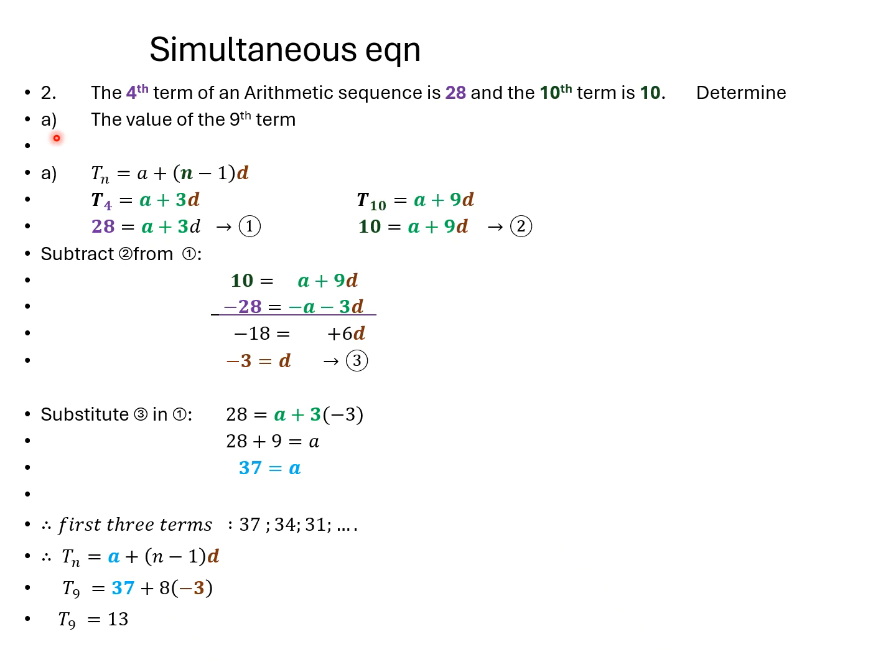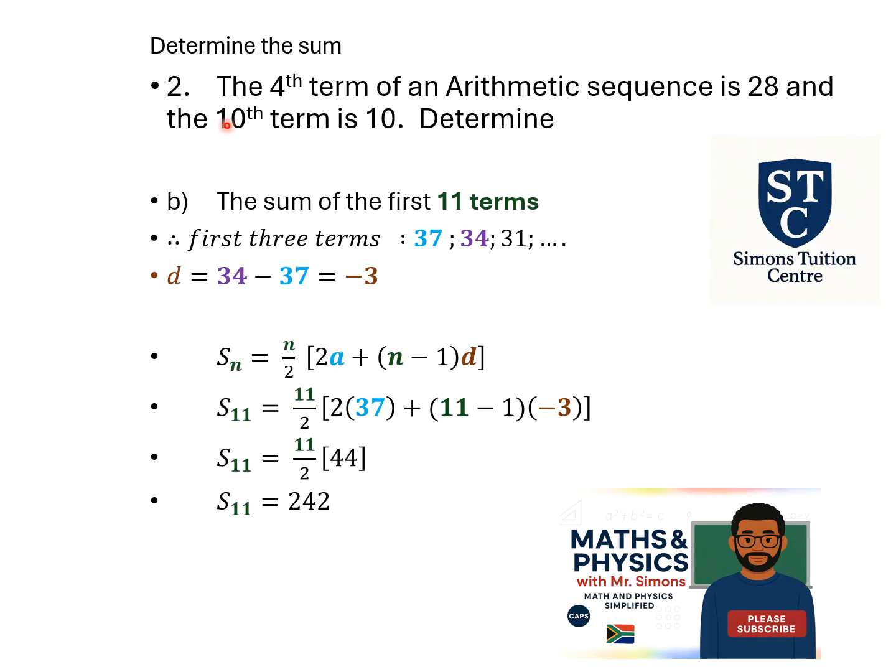Right, now you see there that was A. Let's look at question B. So for B, they want the sum of the first 11 terms. So we have first three terms 37, 34, 31. My common difference, 34 minus 37, gave me minus 3. So for the sum, Sn equals n over 2 times 2a plus n minus 1 times d. So that's the formula because it's an arithmetic sequence.